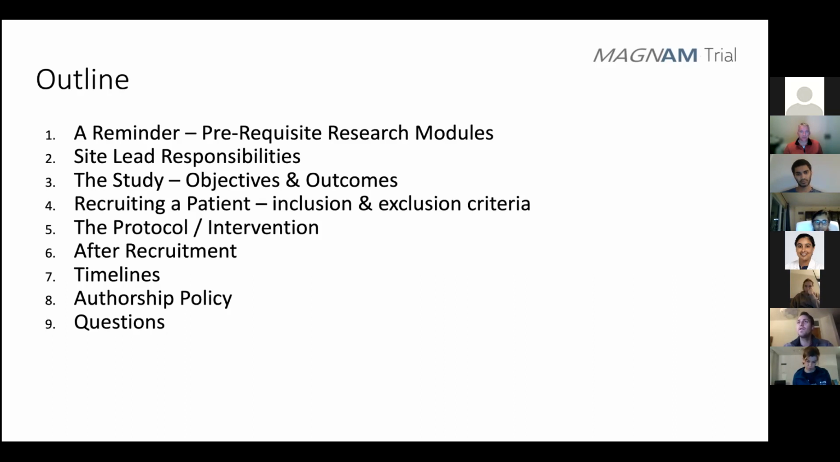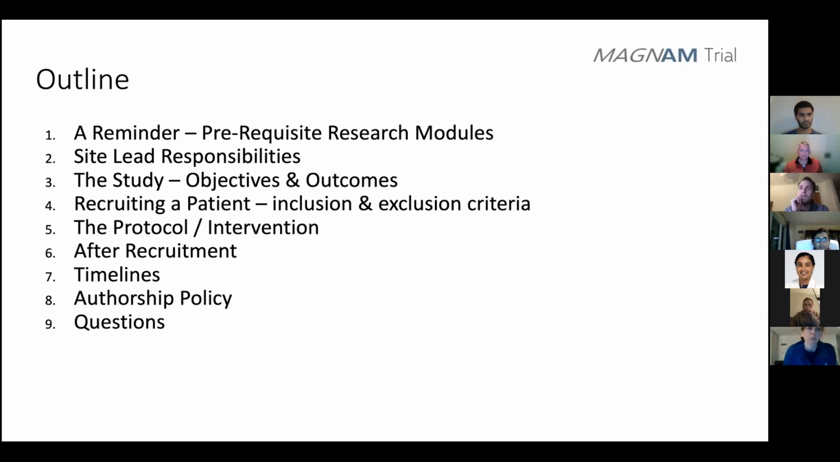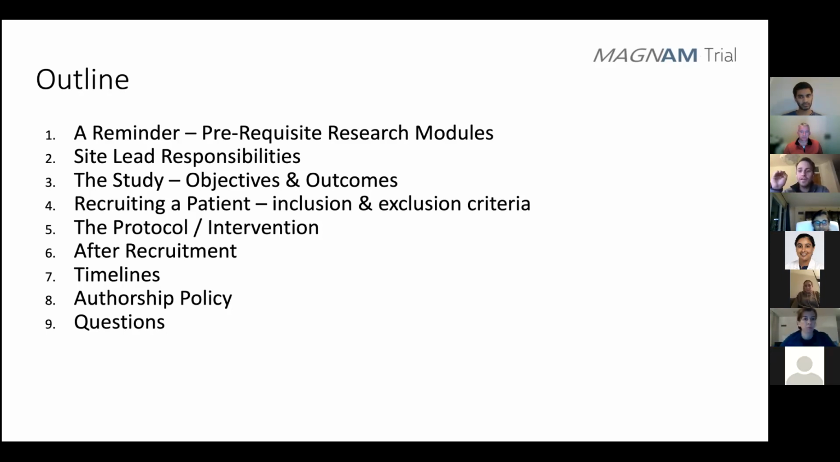So, okay, this is the brief outline of what we're going to go over today. A quick reminder of some of the research modules that I believe Annie, our research coordinator, had emailed to everyone. We're going to go over the responsibilities that you guys have, remind you of some of the study objectives and outcomes, and then we're going to get into the nitty-gritty of what actually happens when patients are being recruited, what the actual details of the protocol are, what happens after the recruitment, and what timeline we're looking at. And then at the end, I know we had discussed authorship policy.